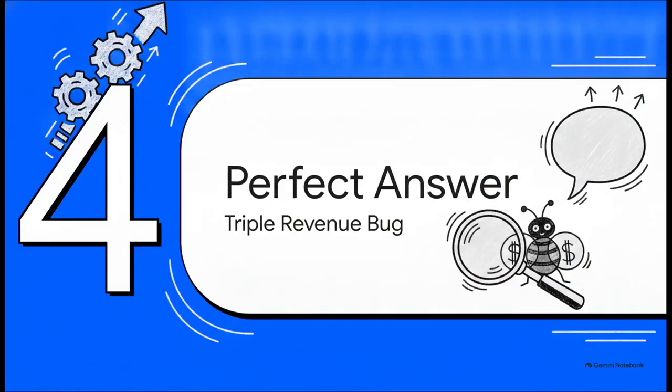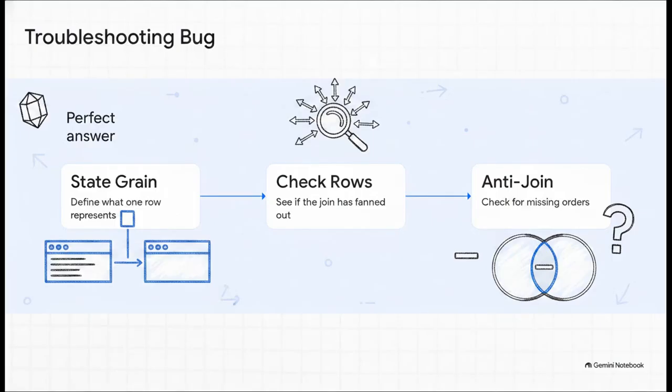Section 4. The perfect interview answer. Solving the triple revenue bug. All right, here is the shape of a perfect interview answer. Step 1, you state the grain. And be bold about this. Once you confidently say, after that join, it's 1 row per line item, not 1 row per order, the bug has nowhere left to hide.